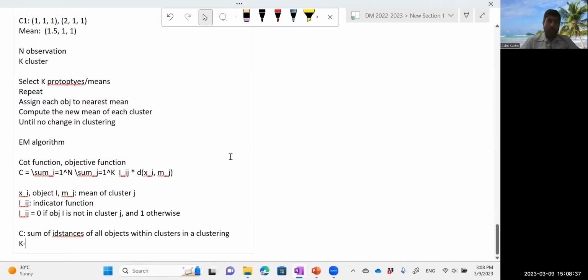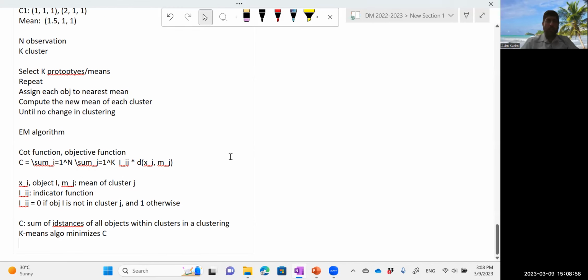So आपका जो k मींस एल्गोरिथम है बेसिकली मिनिमाइजेस c। ठीक है, so it minimizes c, so this is an optimization problem. And as I said, the optimization technique that it uses is the expectation maximization algorithm.